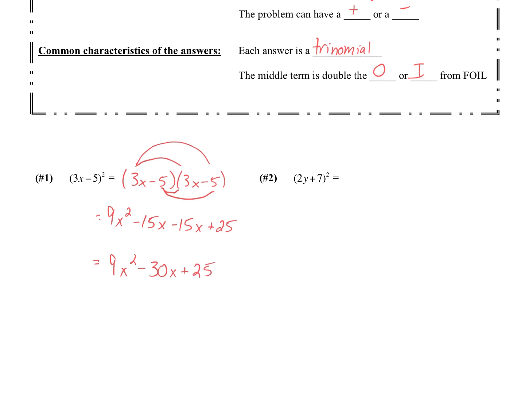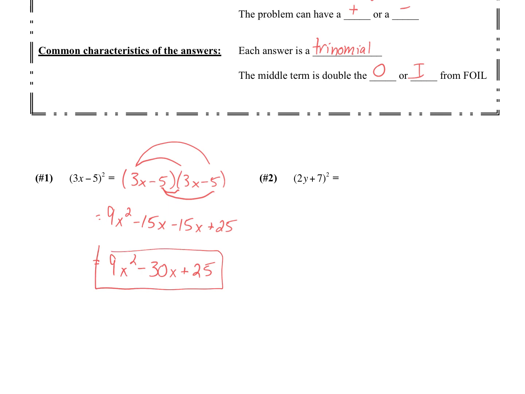Notice how the O and the I steps are both negative 15. So when we simplify to get our final answer, that middle term is twice as much as the O or twice as much as the I. Okay, so let's move on to the next example.